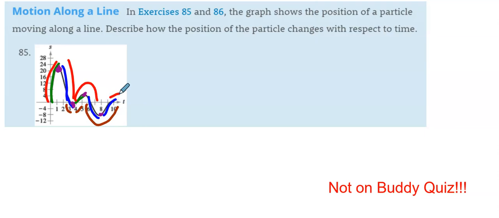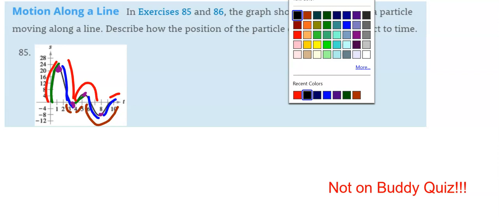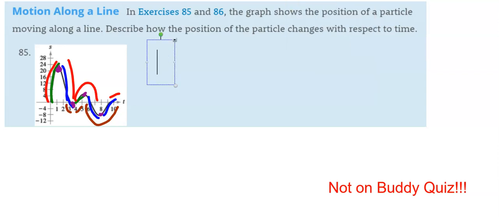So let me color code everything and type everything so that you know, because that is very confusing. Okay, let's start with purple. Let's change the font here. Okay.